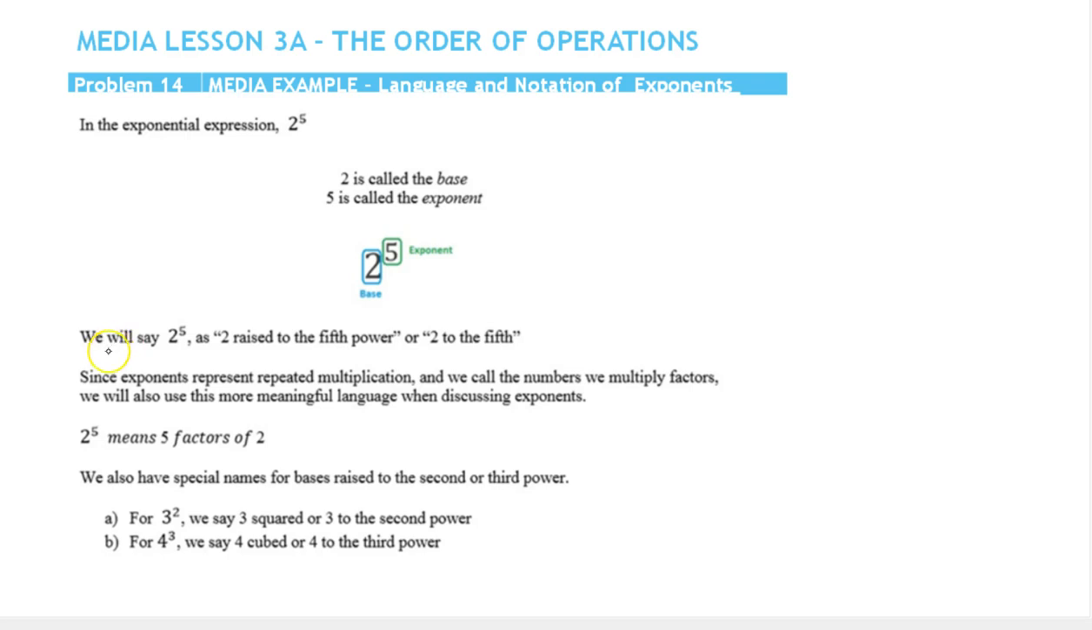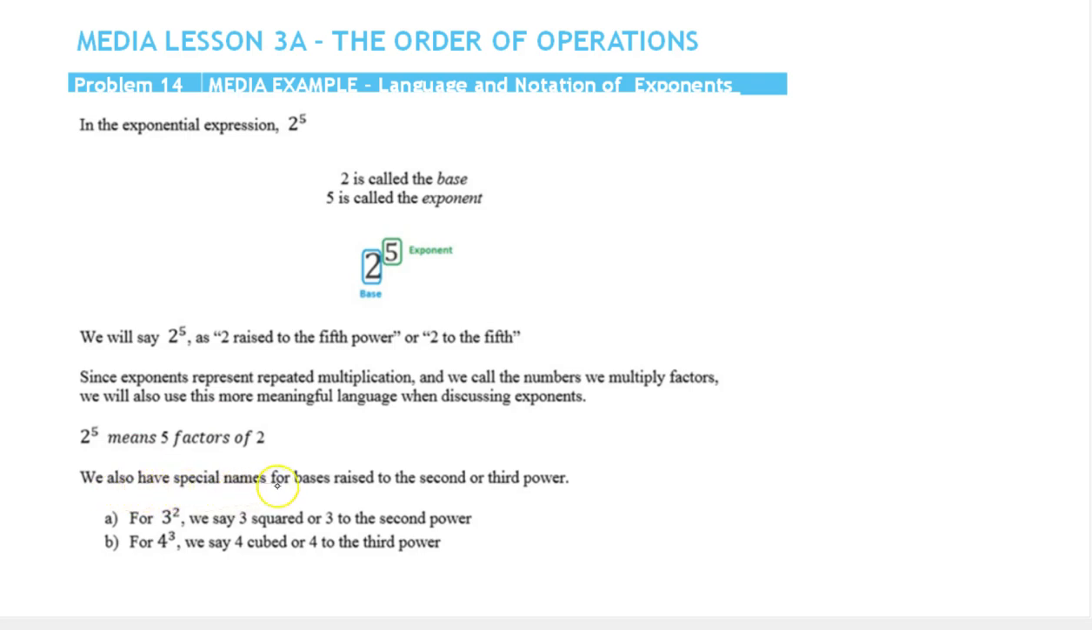So here's some of the language we use. We will say this expression as 2 raised to the 5th power, or sometimes we just say 2 to the 5th. Okay, you don't want to say 2, 5 because that could be 25 or we're not sure what that means. So the raised to the or to the is what tells us that the following number is the exponent of the previous base. Since exponents represent repeated multiplication and we call numbers we multiply factors, we will also use this more meaningful language when discussing exponents. So 2 to the 5th means that we have 5 factors of 2.